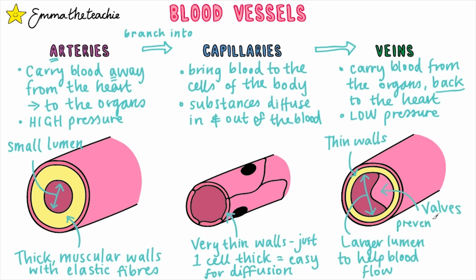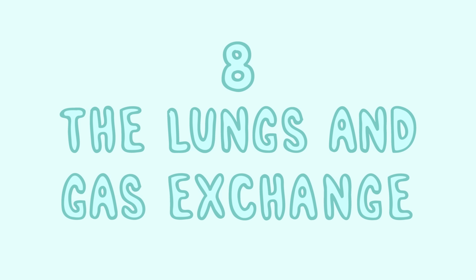And they've got valves. These allow the blood to flow forward to the heart but prevent any backflow of blood, which is really important. 8. The lungs and gas exchange.